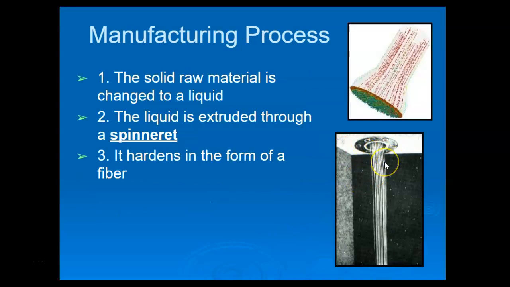The process you guys should have watched in the video. The video is called the process of a spinning dope, I think. And it's basically where they take the solid raw material, let's say the wood pulp, and they put it into containers and they extract it through, well, it's melted and then it's changed to a liquid, and then the liquid is extruded through this spinneret thing right here. Looks kind of like a shower head. And as it comes out, it forms a hardened fiber strand.